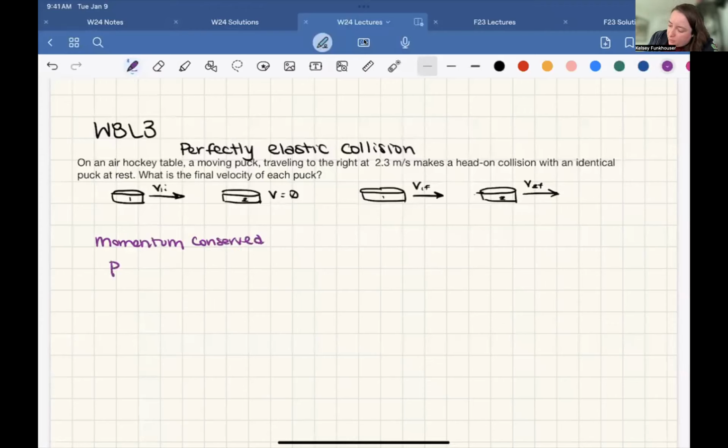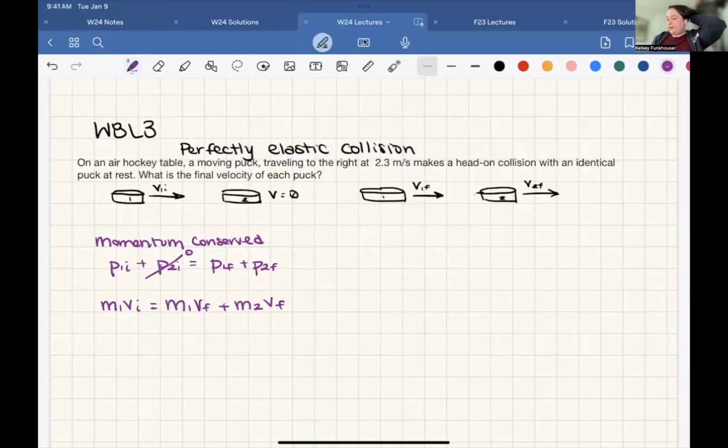Momentum, so P1 initial plus P2 initial equals P1 final plus P2 final. But initially, mass 2 is at rest, so that goes away. And let's plug in what these are. So mass 1 V initial equals mass 1 V final plus mass 2 V final.